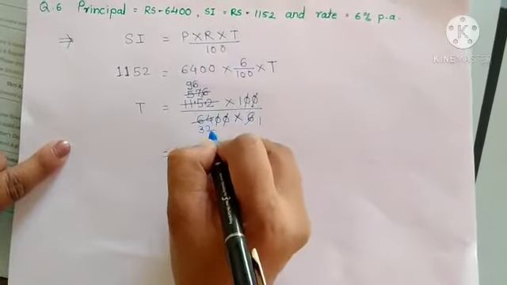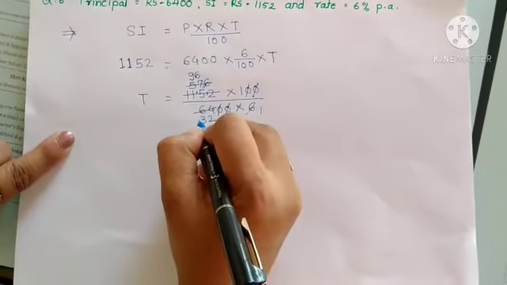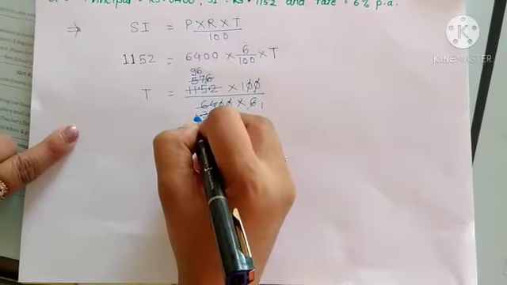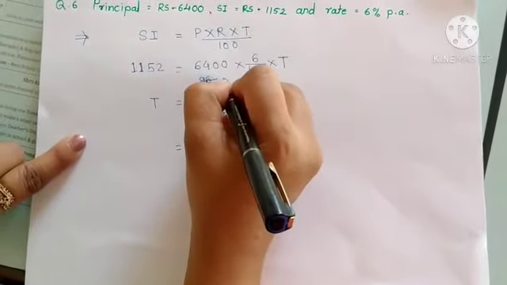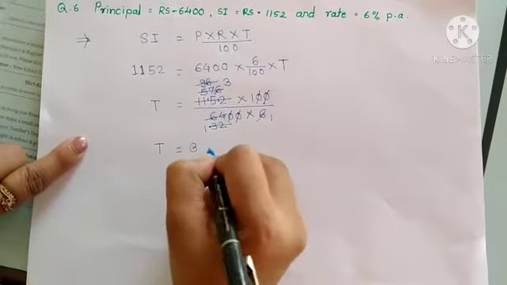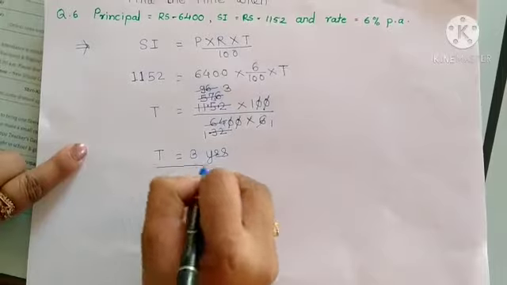Now again I am going to reduce this. 32 1s are 32, 32 3s are 96. So time is equal to 3 years. 3 years is the time.